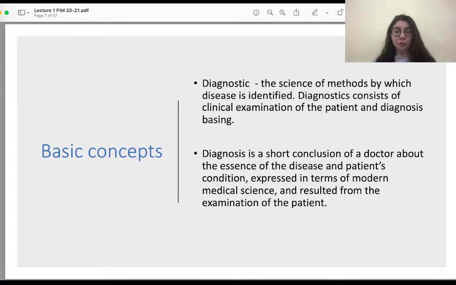Diagnostics. What is diagnostics? It is the science of methods by which disease is identified. Diagnostics consists of clinical examination of the patient and diagnosis. Diagnosis is a short conclusion of a doctor about the essence of the disease and the patient's condition, expressed in terms of modern medical science and resulting from the examination of the patient.